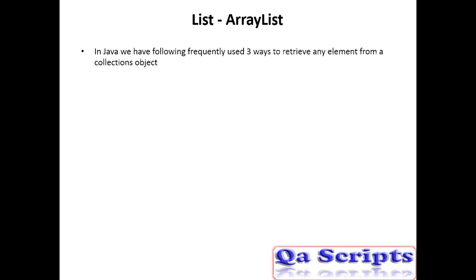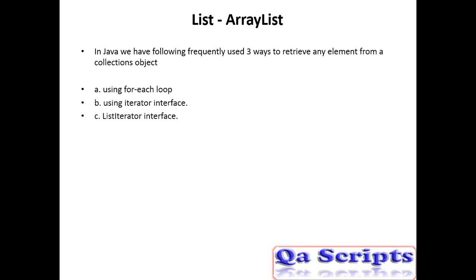Before going to declare how to use list and ArrayList, let us look at the ways to retrieve values once we have assigned them. There are three frequently used ways to retrieve any element from a collection object. One, using the advanced for loop or for each loop. Another is the iterator interface, and the third is the list iterator interface. By using these three, we can retrieve the values.